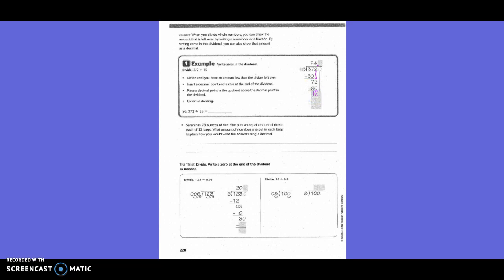And then, can 15 go into 12? No. So they had to add a 0, and then they're going to now bring it down. How many times does 15 go into 120? 8 times. So 8 times 15 is 120. And then do we have anything left over? No. So 372 divided by 15 is 24.8.